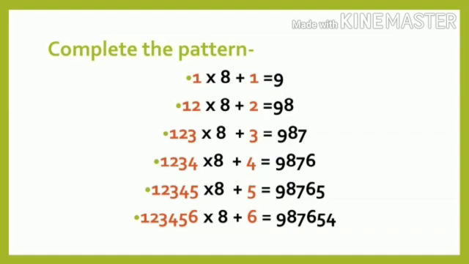After then 1234567, 12345678, we can increase the number, and the result of the first step was 9. After then it will decrease: 98, then 3 numbers 987, then 4 numbers 9876, then 5 numbers 98765, then 6 numbers 987654. Or in the next step we can write 1234567 multiplied by 8 plus 7 is equal to 9876543.